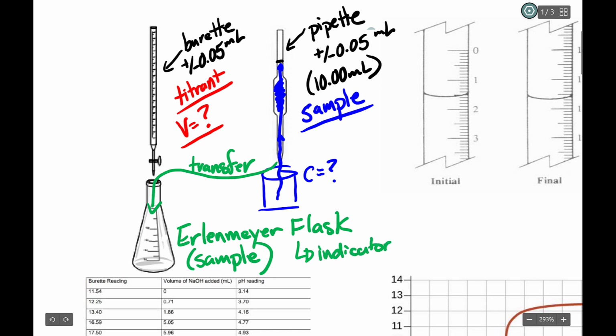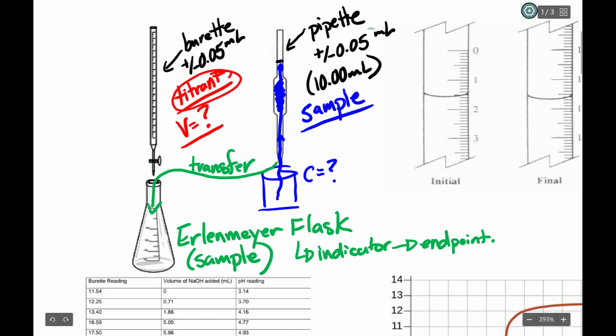And really all I want to do is get to an end point. I'm not actually recording pHs as I go. So we're going to talk about the two different ways of doing an acid-base titration. This is kind of the second way we're going to look at it. Okay, so three pieces of equipment.